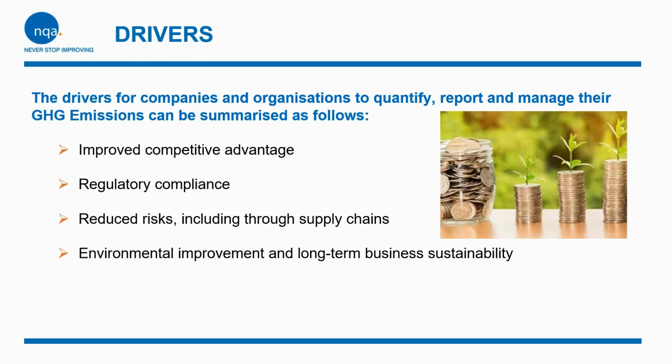You can really summarize these drivers under 4 headings, I think. So improved competitive advantage is a big one. In other words, supply chain pressures from your customers. Regulatory compliance is a growing area, largely impacts large companies at the minute, but as part of the government's net zero strategy, it will begin more and more to impact small to medium-sized companies as well.